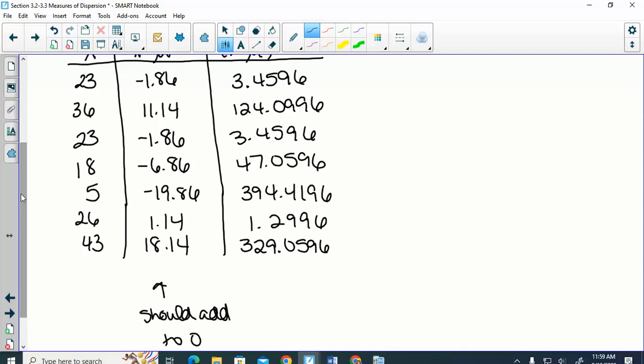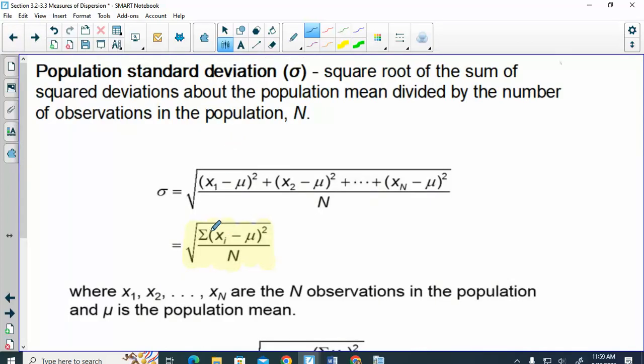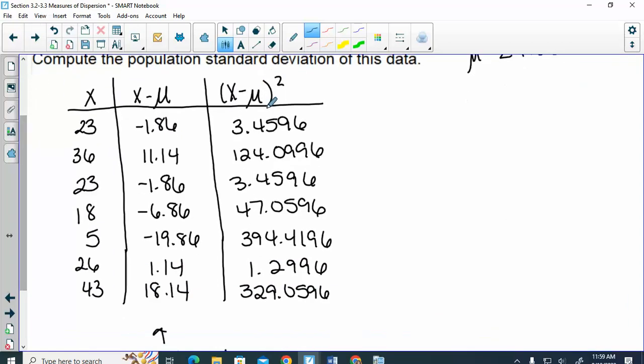So then our formula for standard deviation, it looks really nasty, but what does this symbol mean? The sum. So we need to add up all of those values.